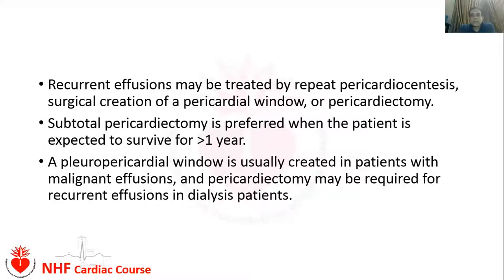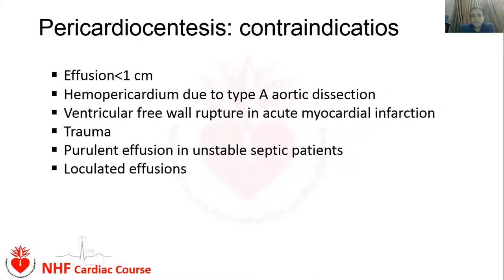Recurrent effusions may be treated with repeated pericardiocentesis, but a subxiphoid pericardiectomy is preferred in patients with neoplasia or uremia undergoing dialysis when life expectancy is more than 1 year. There are certain contraindications when we should avoid pericardiocentesis, like effusion less than 10 millimeter, hemopericardium due to dissection, ventricular free wall rupture, trauma, purulent effusion in unstable septic patients, or where there are loculated effusions.